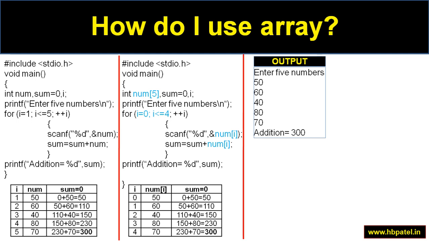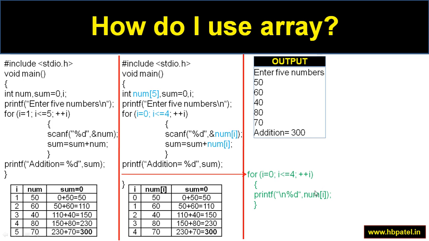Now let us come back to our previous question. If I add a simple loop over here, let's say after printing the addition, for i equal to 0, i less than or equal to 4, i plus plus, and I print all these numbers, I'll be getting num0, num1, num2, num3, num4, which was not possible in the simple case, because in that case num has the last value, that is 70. There is no way you can get 80, 40, 60, 50 back, because they were overwritten.